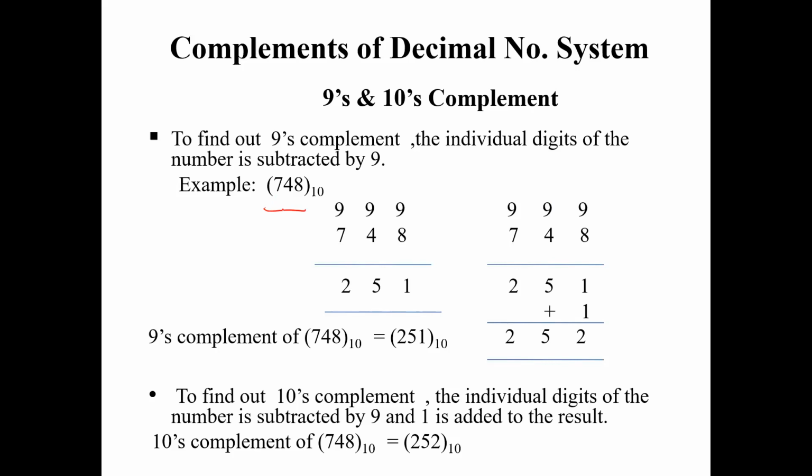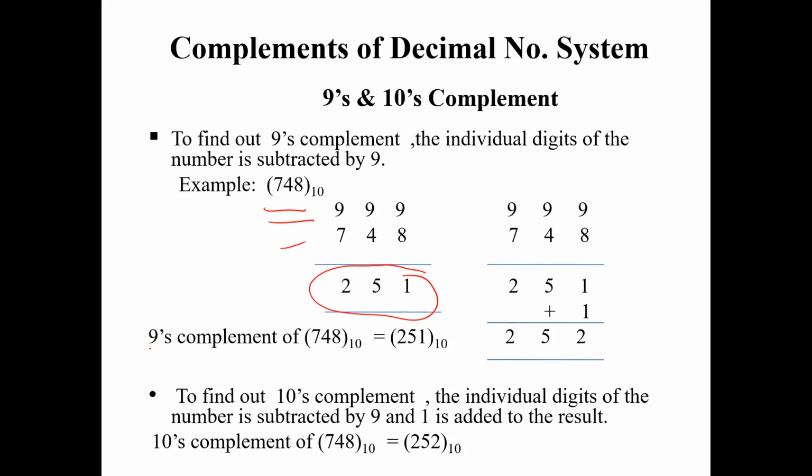Let us take an example of 748 to the base 10. This is a decimal number. If you want to find the nines complement of the given number, then just subtract all the digits individually from 9. So you will get 251 after subtracting the digits from 9. So 251 to the base 10 will be the nines complement of 748 to the base 10.